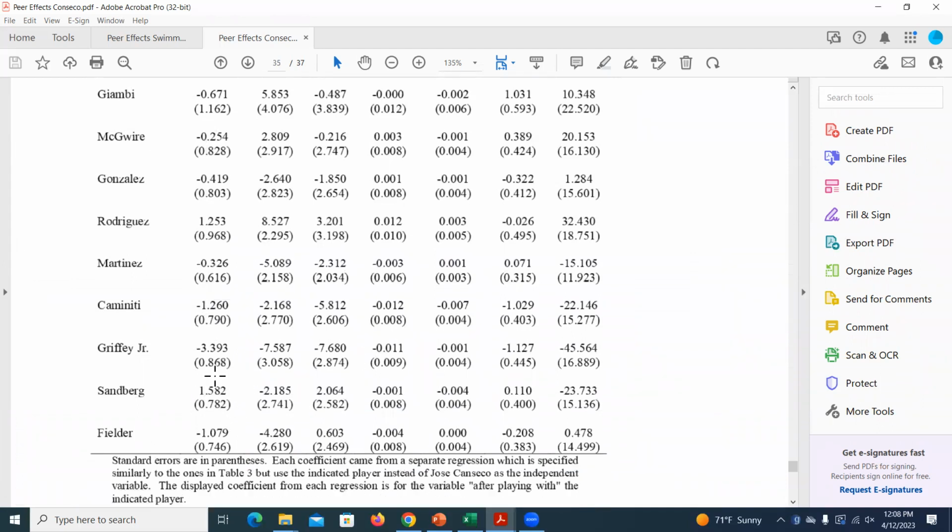I don't know. Some of this, it's not significant. So if we're looking at Ryne Sandberg and Ivan Rodriguez, yeah, we do have positive values, but they're not going to be at any statistically significant level. So I don't know, kind of interesting, a first look into peer effects.